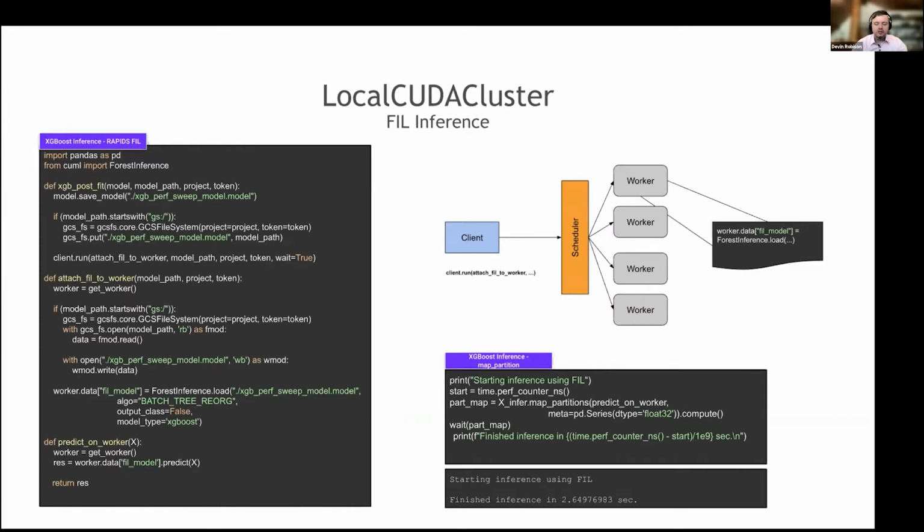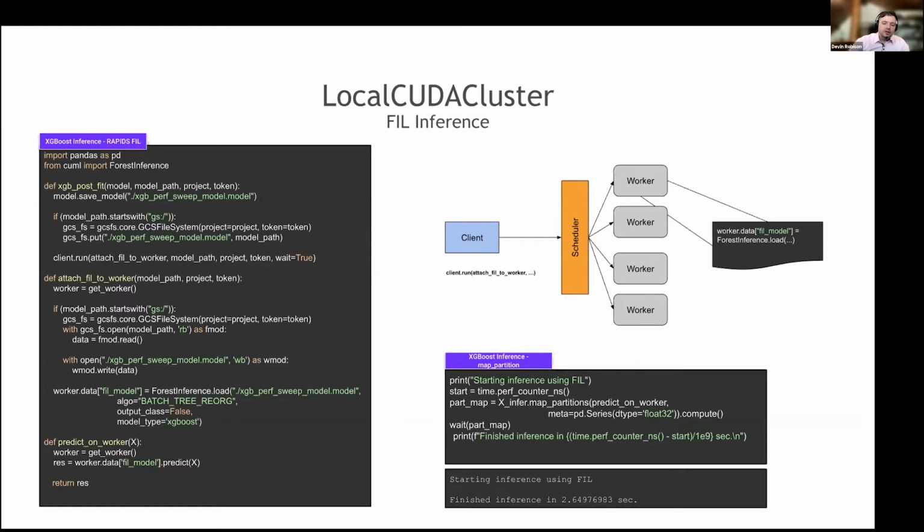As it stands now, the forest inference object can't be serialized by Dask directly. So instead, we're going to save off the model to, in this case, just local storage. When we move to the Kubernetes framework, we'll use some type of distributed storage. Then we run an out-of-band task, in this case essentially attach FIL to worker, which causes each of the workers in our cluster to read that stored model and instantiate a FIL object in their own local persistent memory.